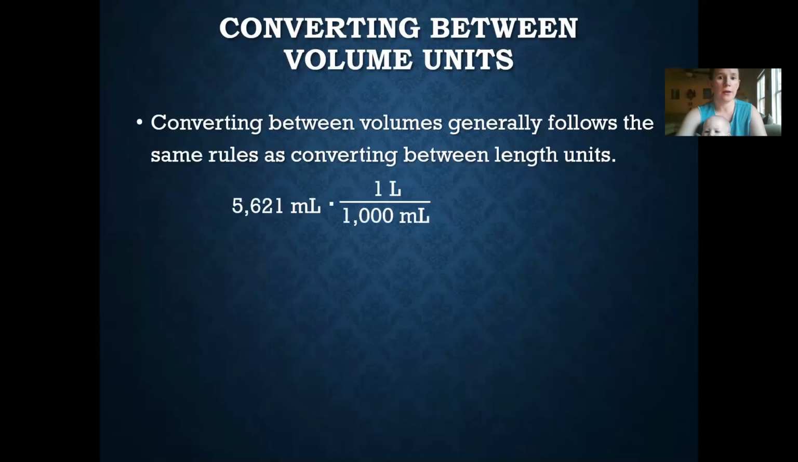Now we're going to talk about converting between volume units. So in general, converting between volume units follows the same rules as converting between length units. For example, if we want to convert 5,261 milliliters to liters, and we know there are 1,000 milliliters in a liter, we simply multiply by 1 liter over 1,000 milliliters. The milliliters cancel each other out, and the answer is 5.261 liters.